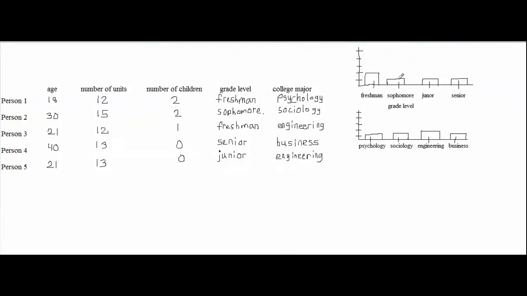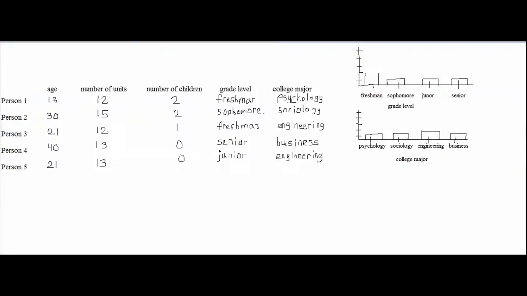And we've created a bar graph for the grade level column and a bar graph for the college major column. And I said that you create a bar graph when you have a column of qualitative or categorical data. There's a different type of graph that you would make for a column of quantitative data. The graph that you would make for a column of quantitative data looks like a bar graph, but it is actually a little bit different. And I'll show you why. The graph that we would make for a column of quantitative data is called a histogram instead of a bar graph.